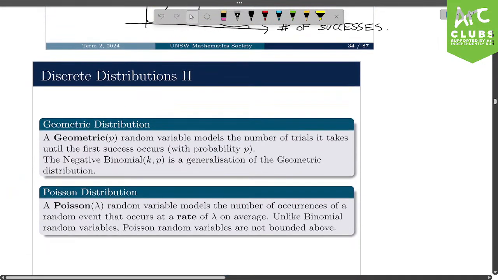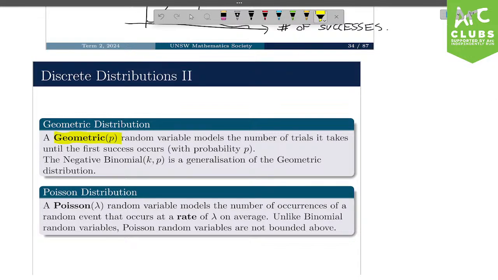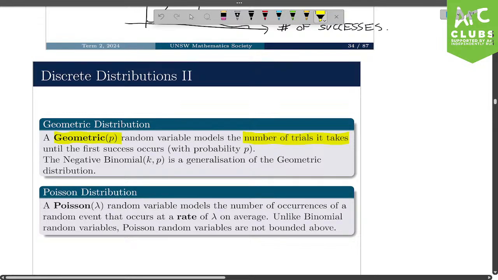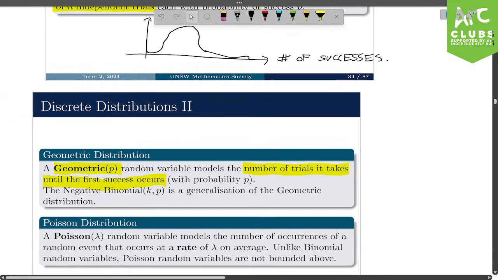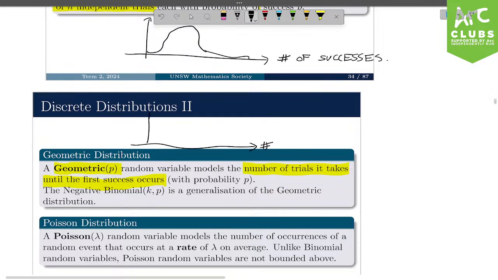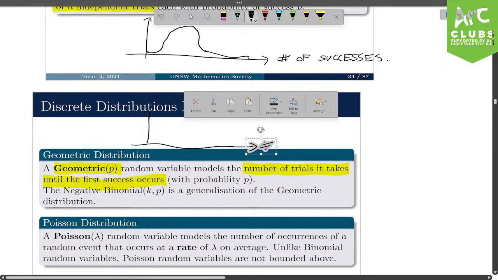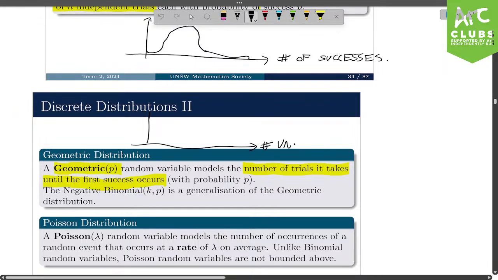Right. This is different from a geometric random variable. So notice geometric has only one parameter. And this models the number of trials it takes until the first success occurs. So where binomial was modeling the number of successes, this model is giving us the number of trials until first success.